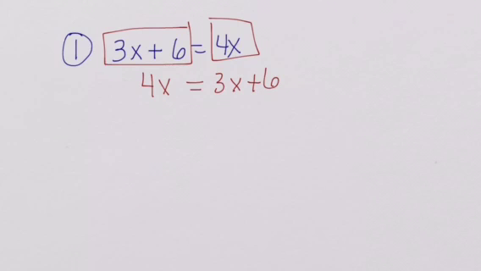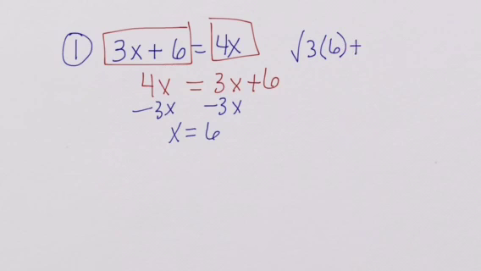Now we're going to go ahead and solve just like we would a regular equation. So are all of the variables on the left? They're not, so we need to go ahead and zero pair out the 3x. And now we're going to have x is equal to 6. To check it, we're going to go ahead and substitute in 3 times 6 plus 6 is equal to 4 times 6. And now what we're going to have to do is do PEMDAS on both sides.